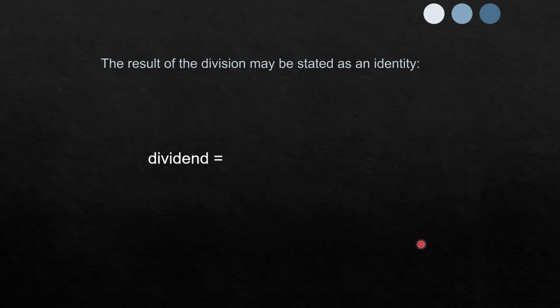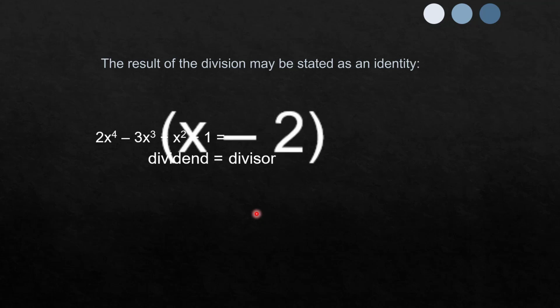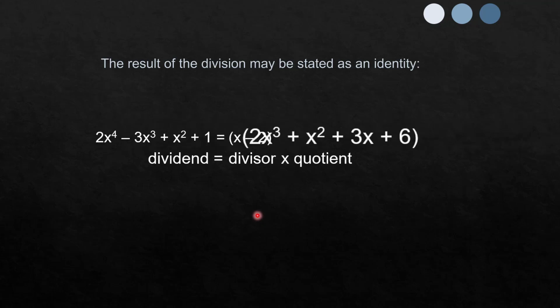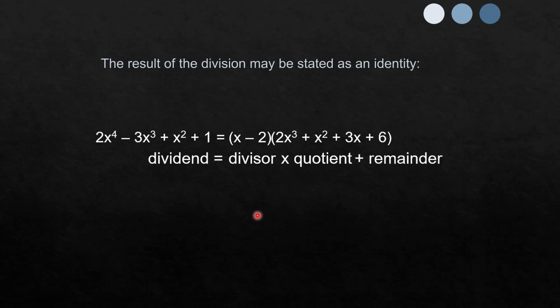So the result of the division may be stated as an identity. Here you have the dividend, which is 2x to the power of 4 minus 3x cubed plus x squared plus 1, and you have the divisor x minus 2. You need to multiply it with the quotient and add the remainder. Later in math symbols, it will be written as a function f(x) equals d(x) times q(x) plus r(x). So you can memorize it as dq plus r.